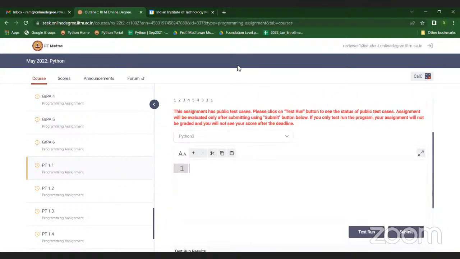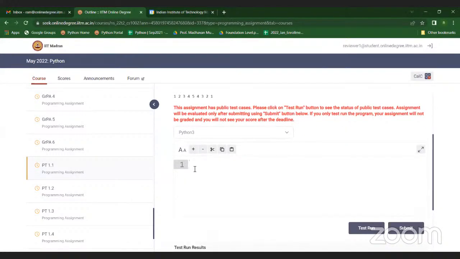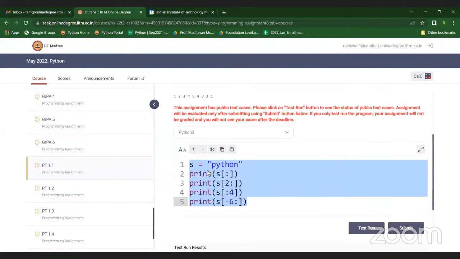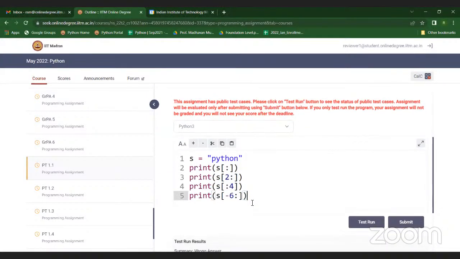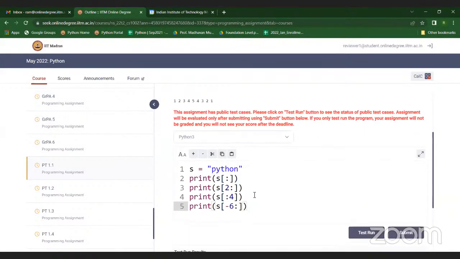Excuse me, sir. What does that -6 mean there? Is it right, -6? Print as -6 colon. What that means is you start from the last to the 6th character.